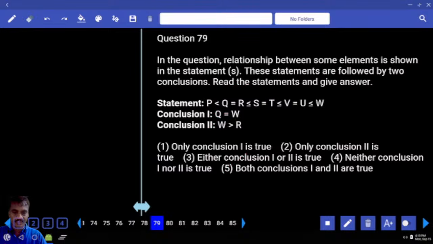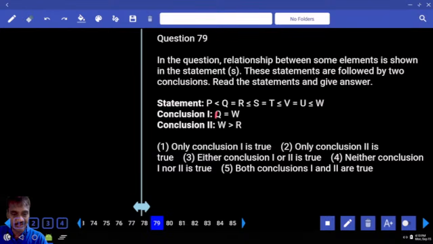Then 79. And Q and W. Q is here, W. Q lesser than or equals to W is true, but not only equal to. The next one, W and R. From R to W, R is either less than or equals to W.